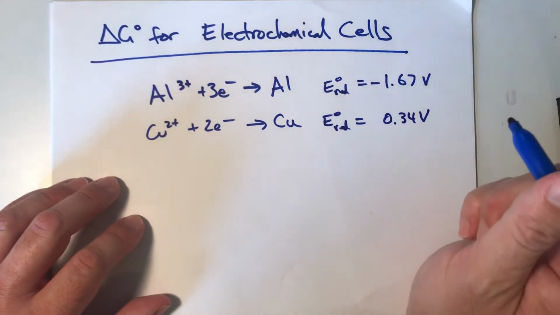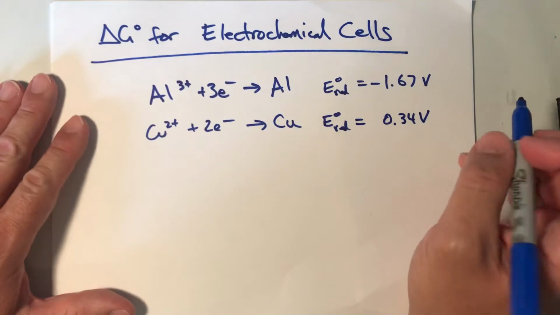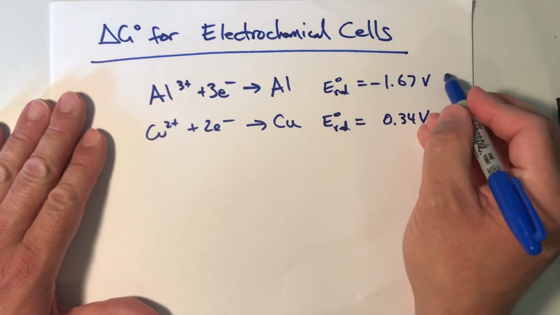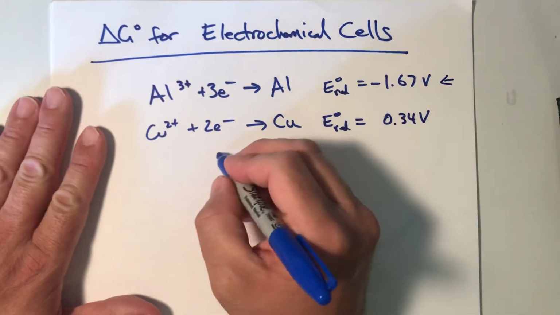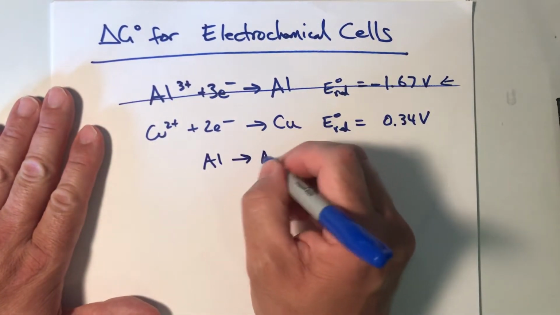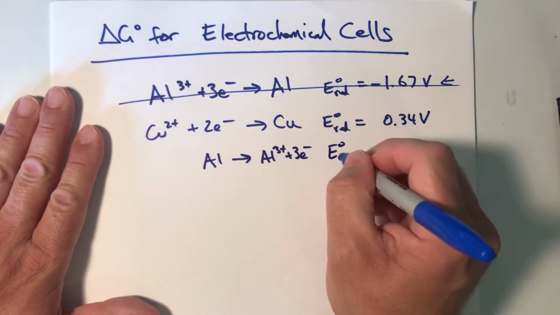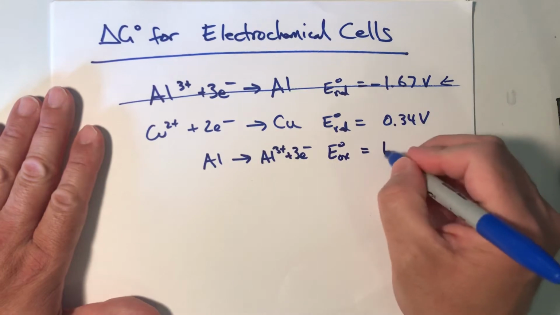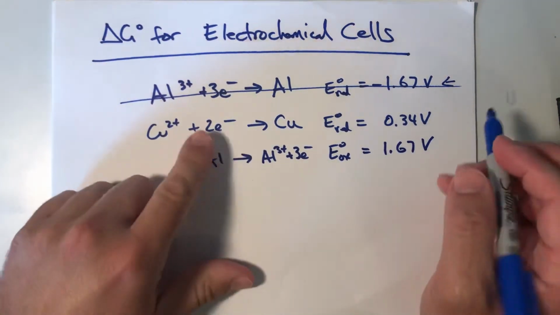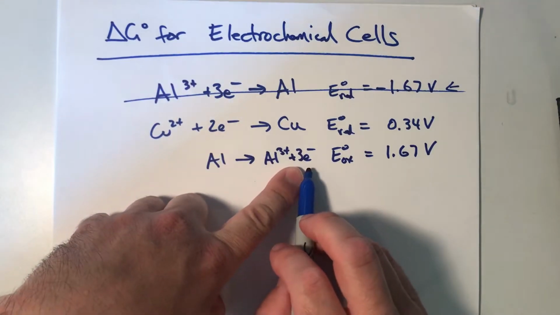To find the cell for which the thermodynamically favorable reaction occurs, we need a positive E naught. So we're going to flip the sign for aluminum and make it get oxidized. Instead of reducing, aluminum is going to be oxidized. It's losing electrons, and that gives us an E naught oxidation of 1.67 volts. Notice that to balance this reaction equation, you have 2 electrons being consumed on the reactant side and 3 being produced on the product side.